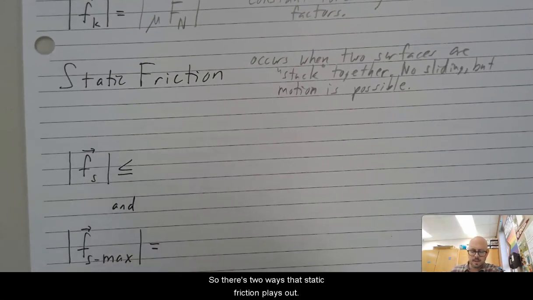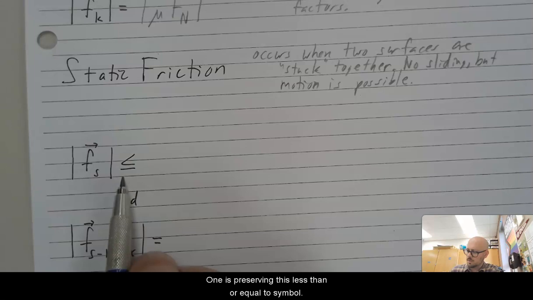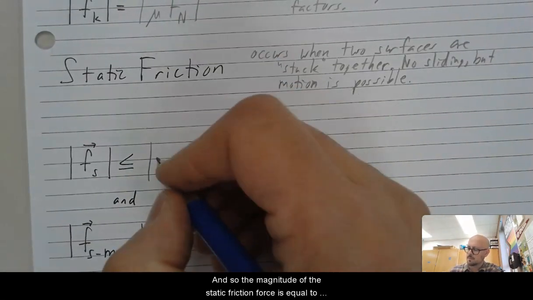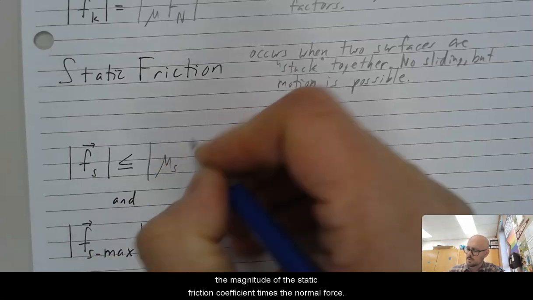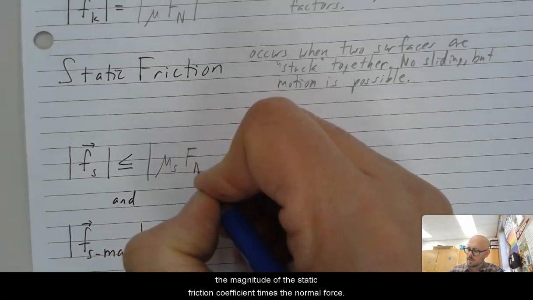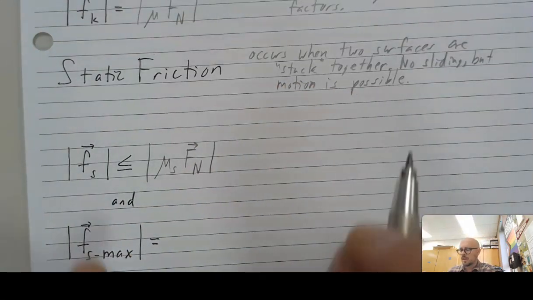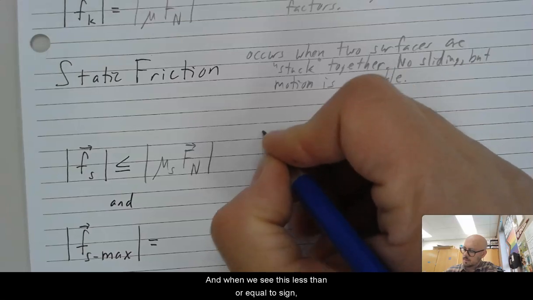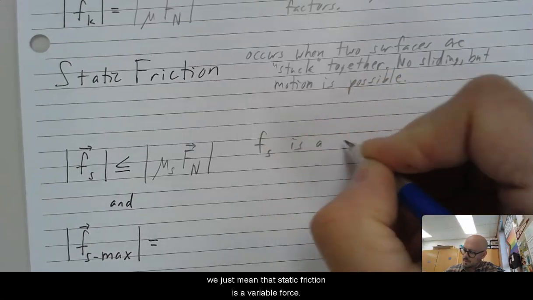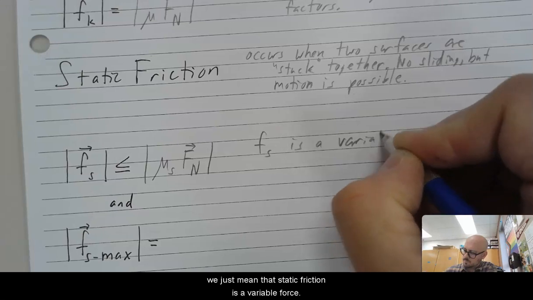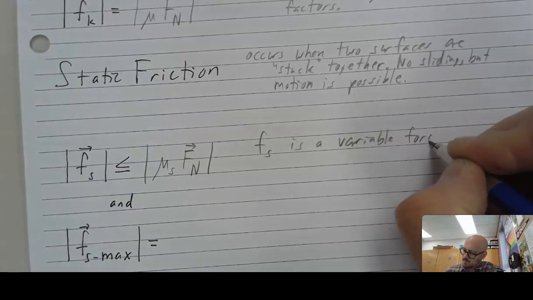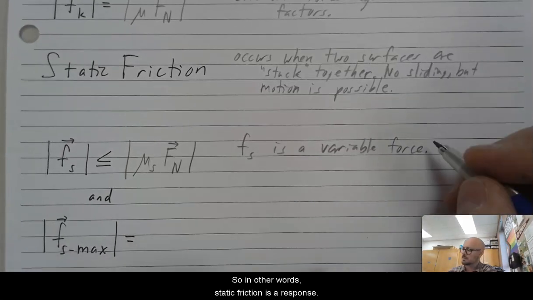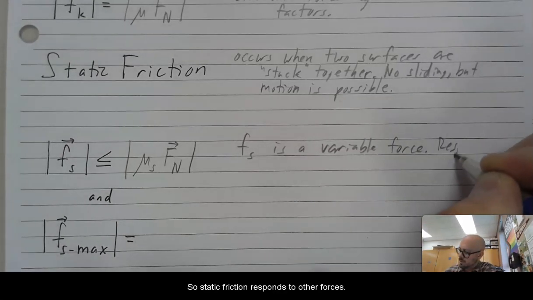So there's two ways that static friction plays out. One is preserving this less than or equal to symbol. And so the magnitude of the static friction force is less than or equal to the magnitude of the static friction coefficient times the normal force. And when we see this less than or equal to sign, we just mean that static friction is a variable force. So in other words, static friction is a response. So static friction responds to other forces.